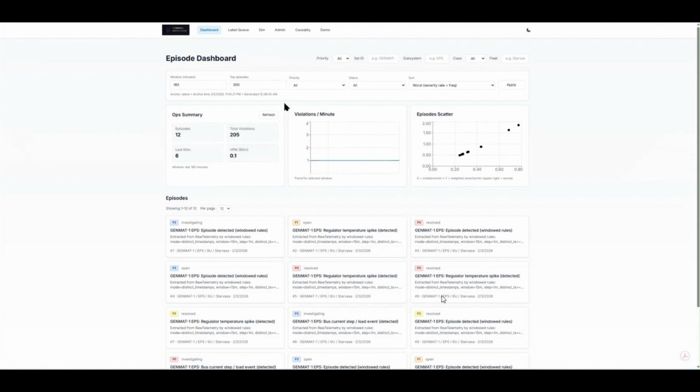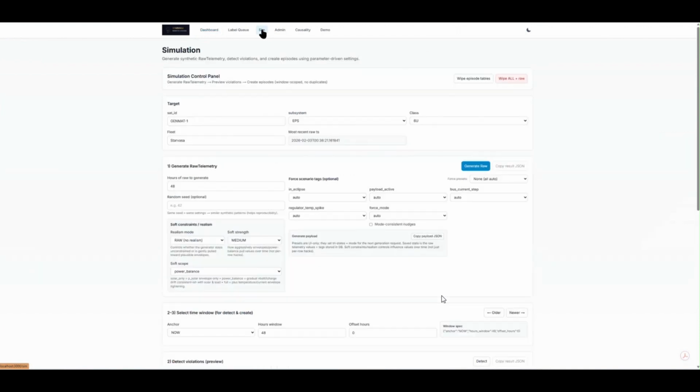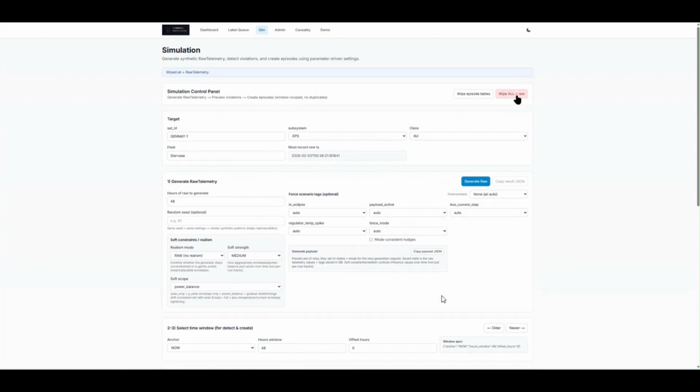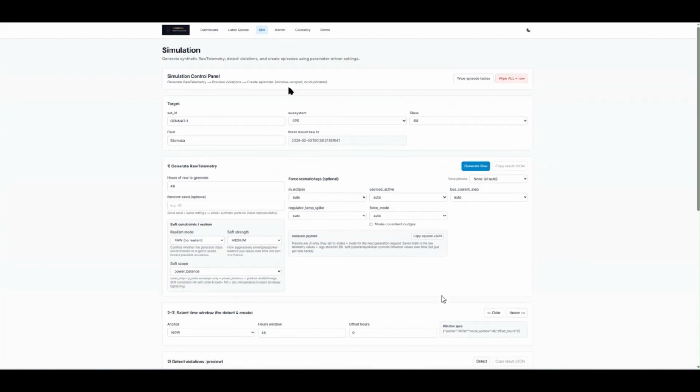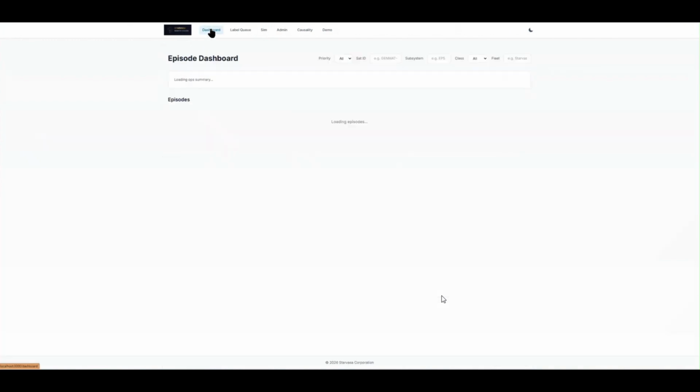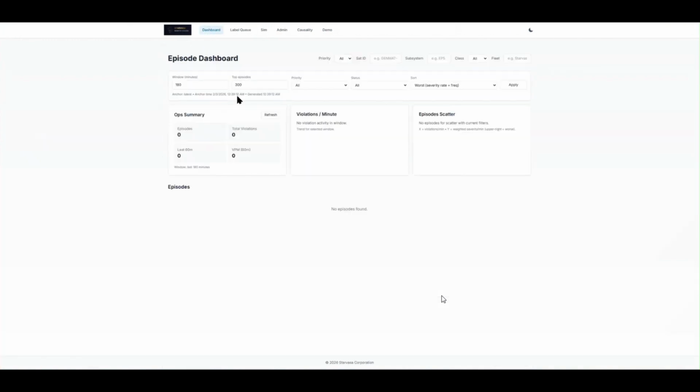So what I'll do, I go to Sim and I go wipe all plus raw, wipe all data, raw telemetry and everything. Once I do that, you can go back and check. Everything is zero. So everything got wiped out. There is nothing. Label queue empty, causality, action, everything will be empty. So that's all you have to do to get a clean slate. Just click wipe all plus raw.